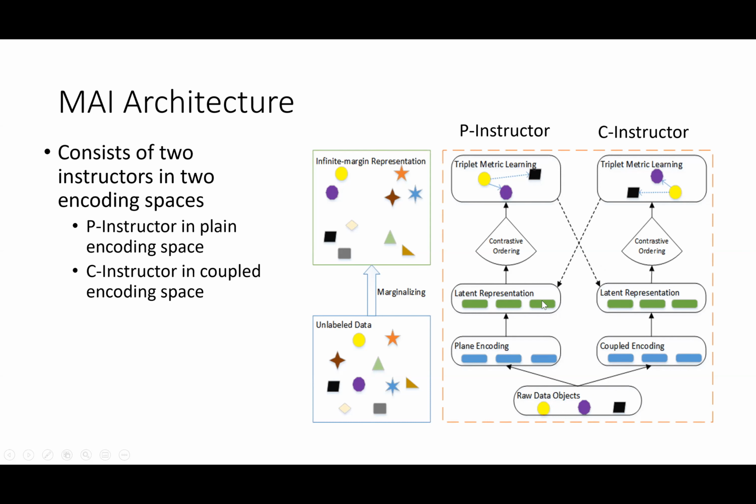The second important thing is the two learning paths here. Two learning paths, one called a P-structure, another called a C-structure, in the plain space and in the coupled space.